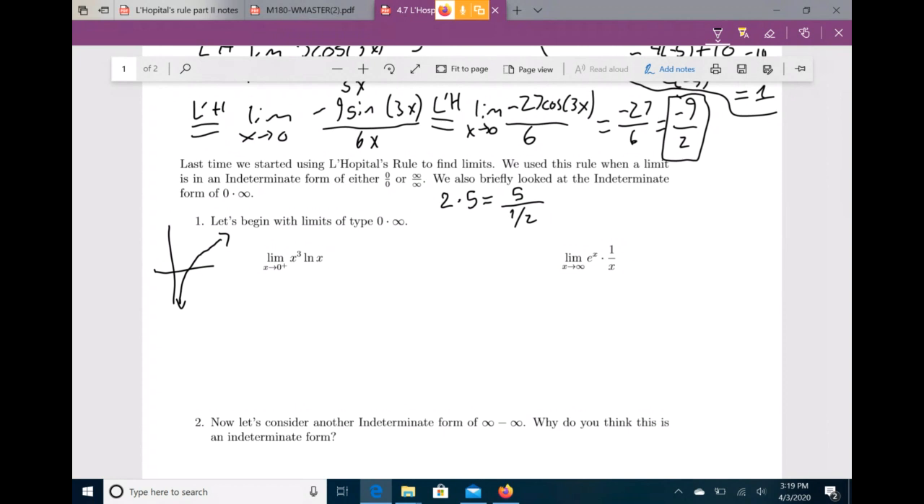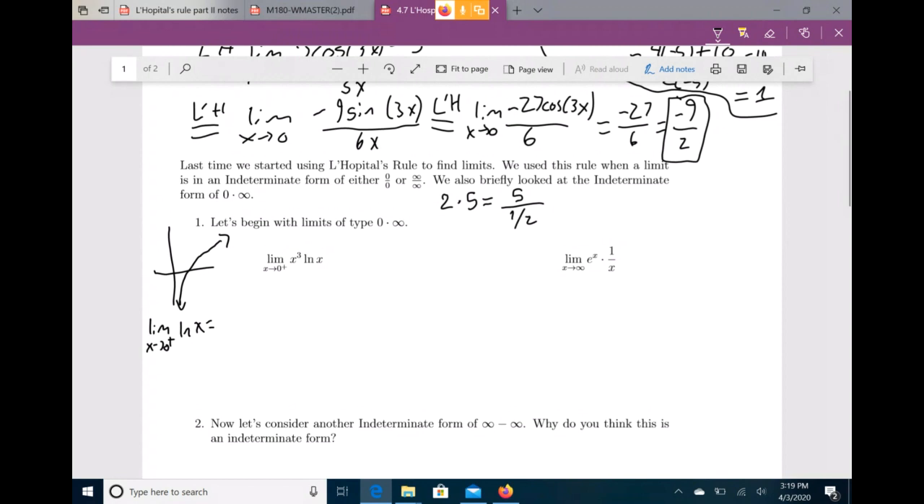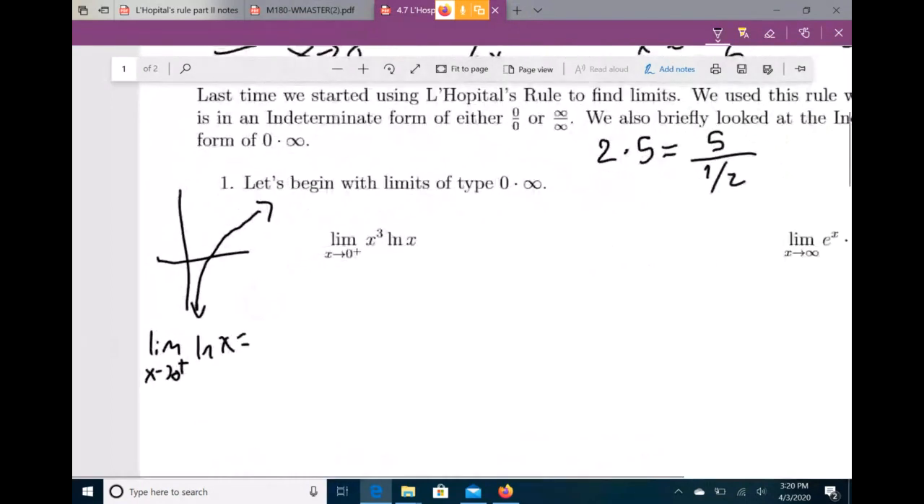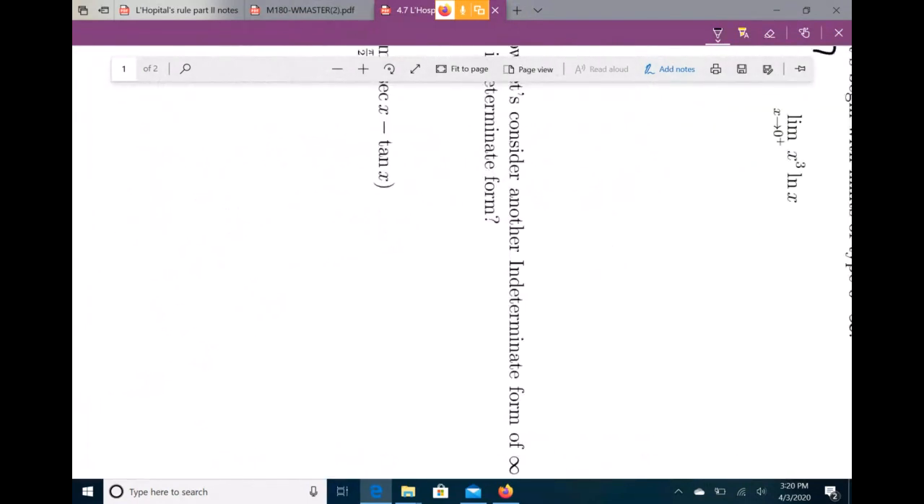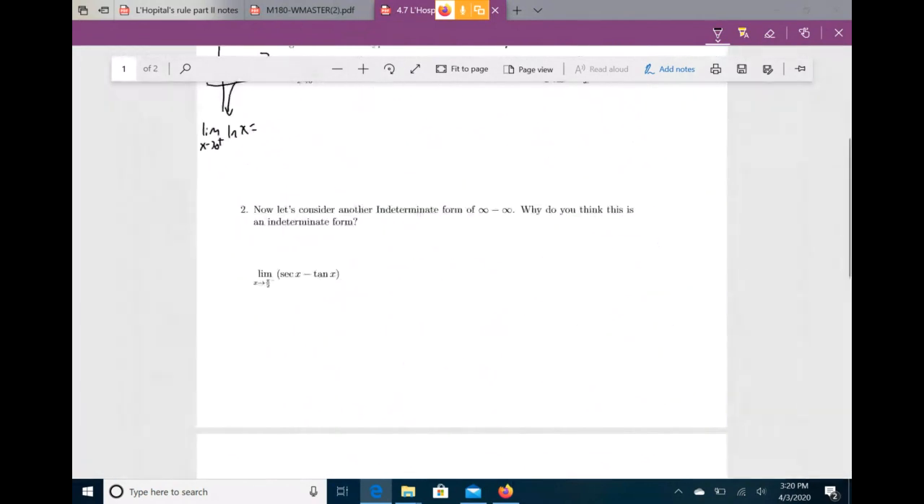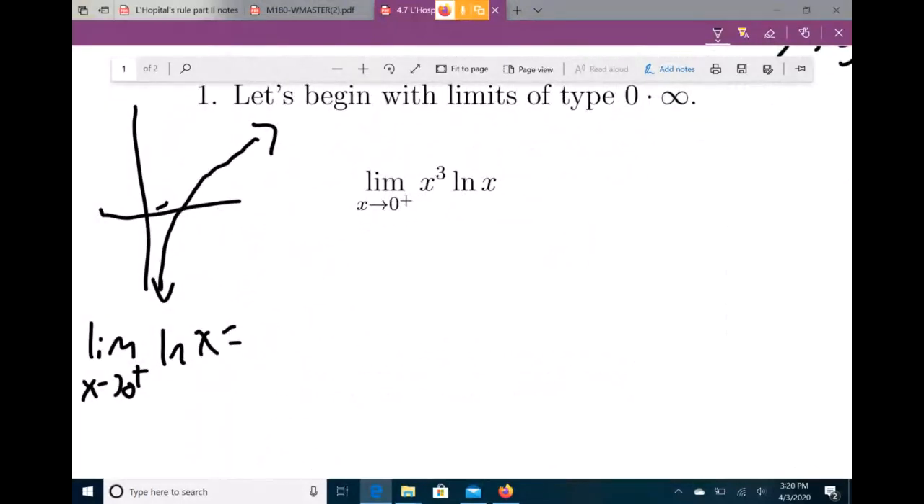Okay, so recall that the natural log has a vertical asymptote at 0, and its domain is only for positive values. All right, so based on this graph, what is the limit as x approaches 0 from the right for the natural log? It's negative infinity, right? Looking at this graph, if I approach 0 from the right, my graph goes off to negative infinity.